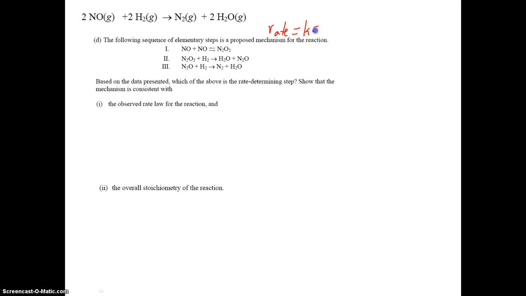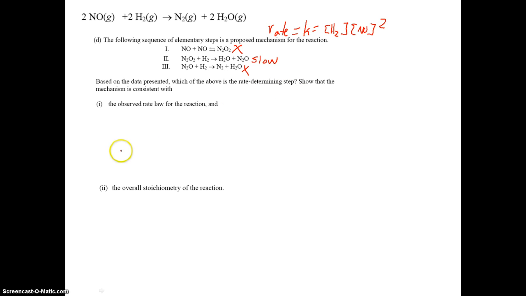Rate equals K times H2 times NO squared. So essentially what I have to have is a rate law that incorporates two NOs and an H2. So I can't use this as the slow step. That wouldn't give me any H2. So this is not it. I can't use this as the slow step because that would incorporate NO, two H2s. Can't have that. So the only one it could be is right here. So this must be the slow step.